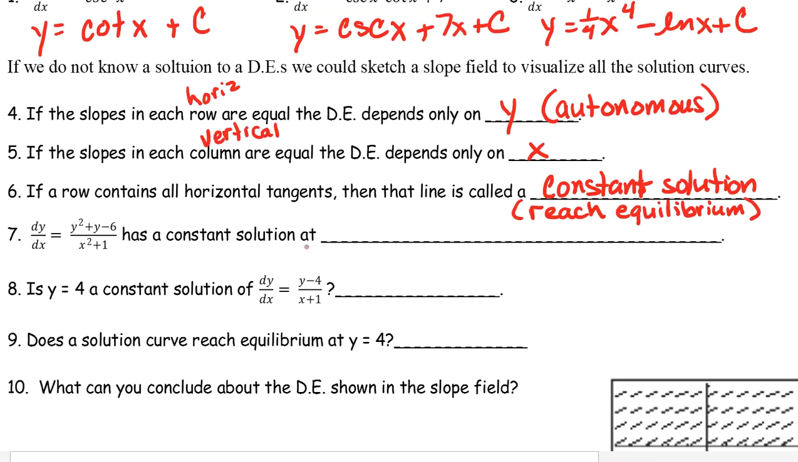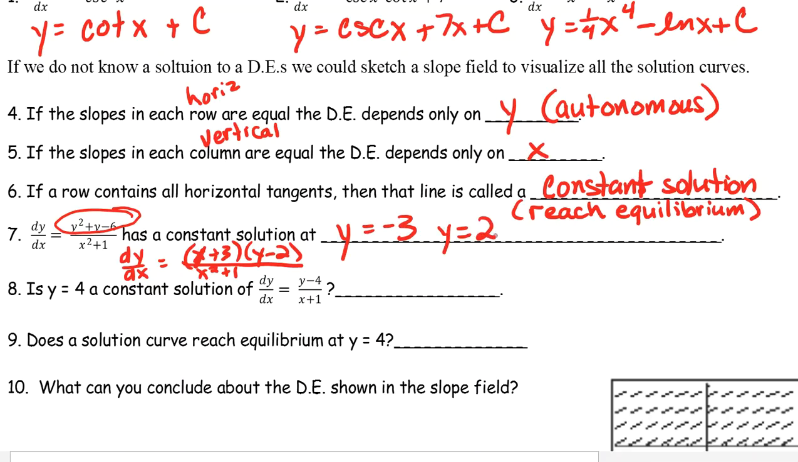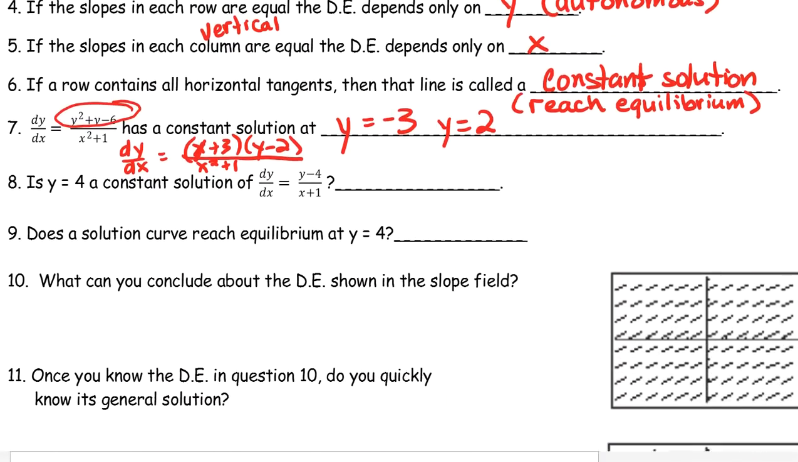All right, so how do you find constant solutions? Well, when is the derivative equal to 0? So this derivative is equal to 0 when the numerator is equal to 0. And of course, that numerator is factorable. The denominator is prime, but the numerator is y plus 3, y minus 2. So there are two lines when y is equal to negative 3 and when y is equal to positive 2. So on the slope field, there would be two constant solutions. They would be rows of horizontal tangent lines.